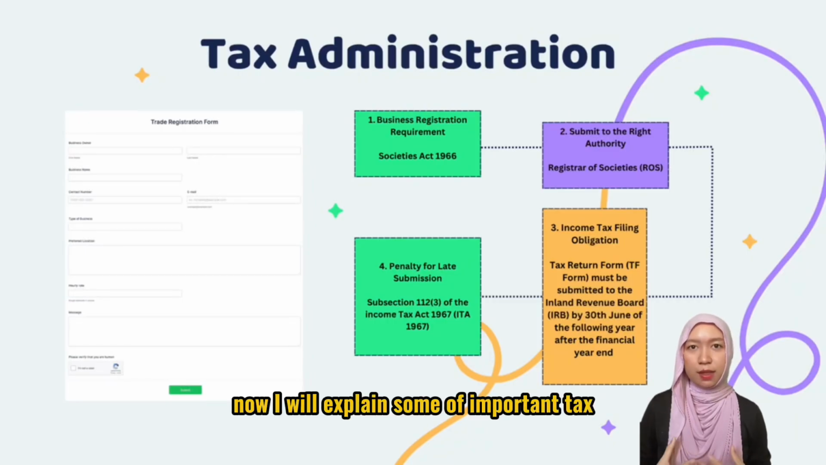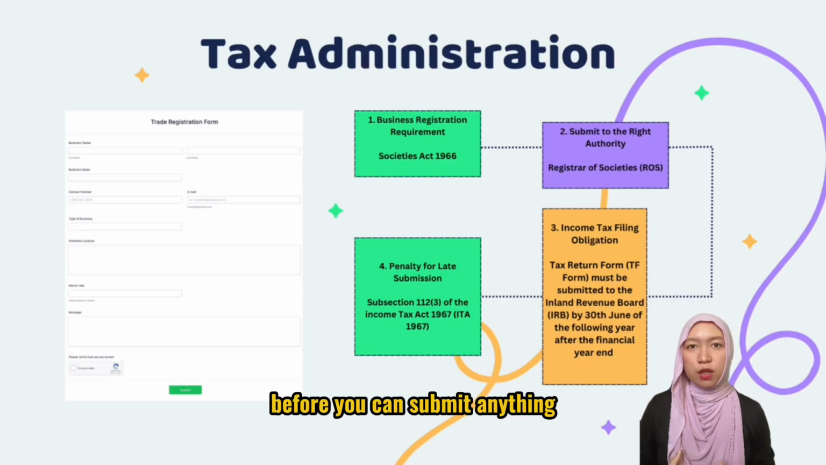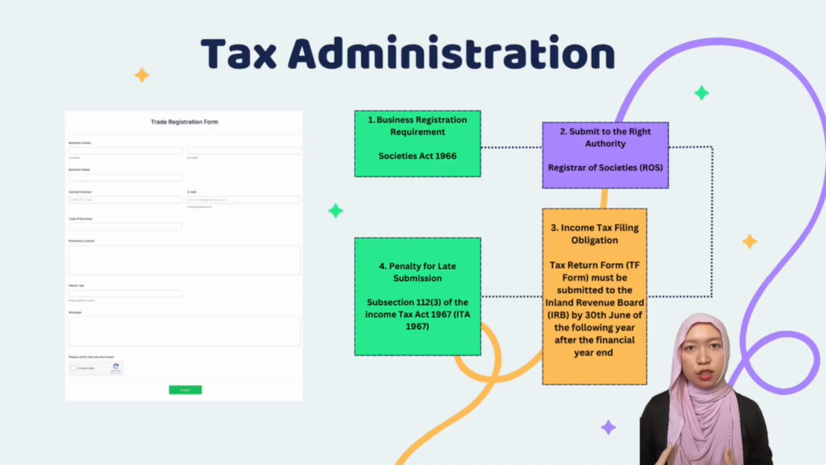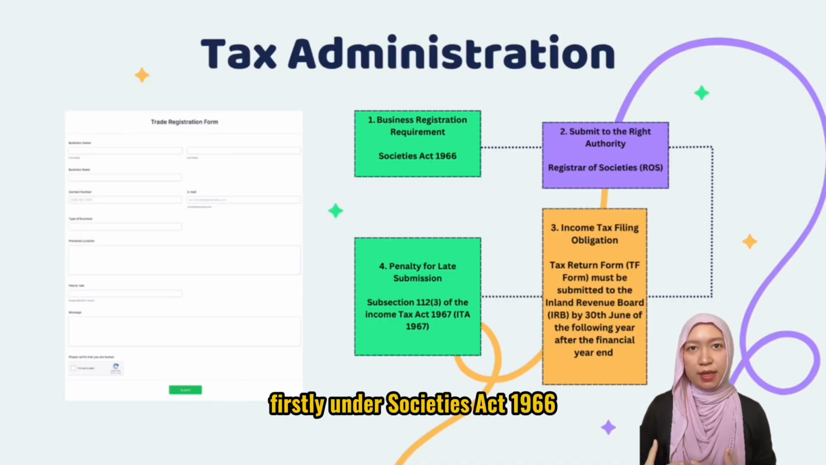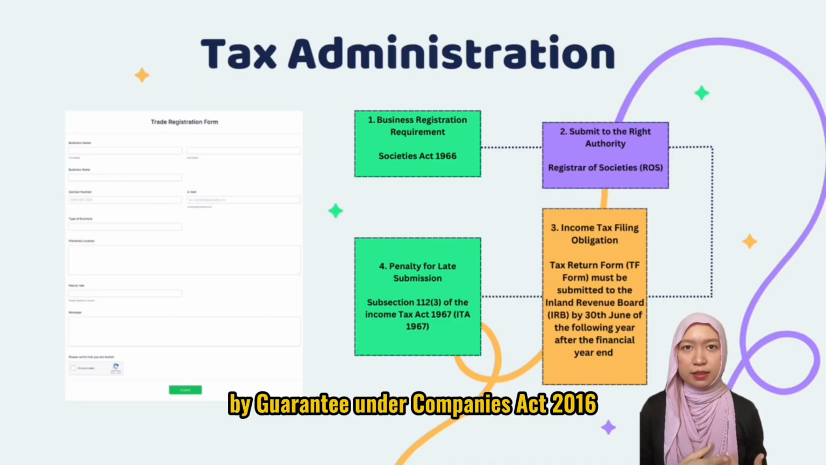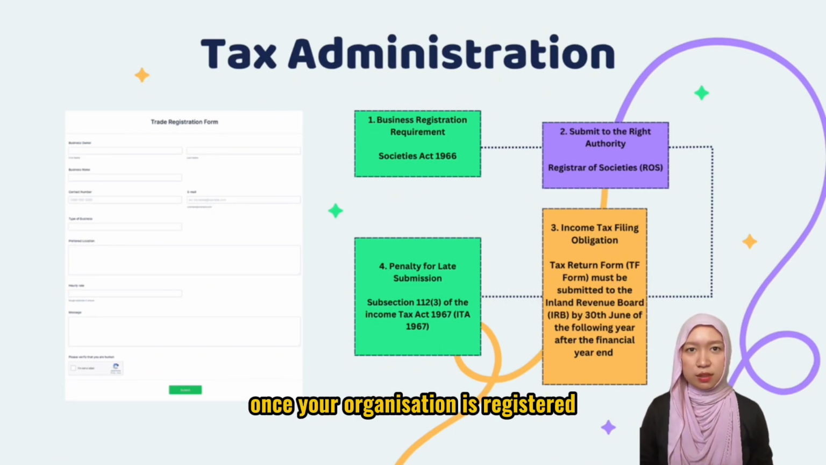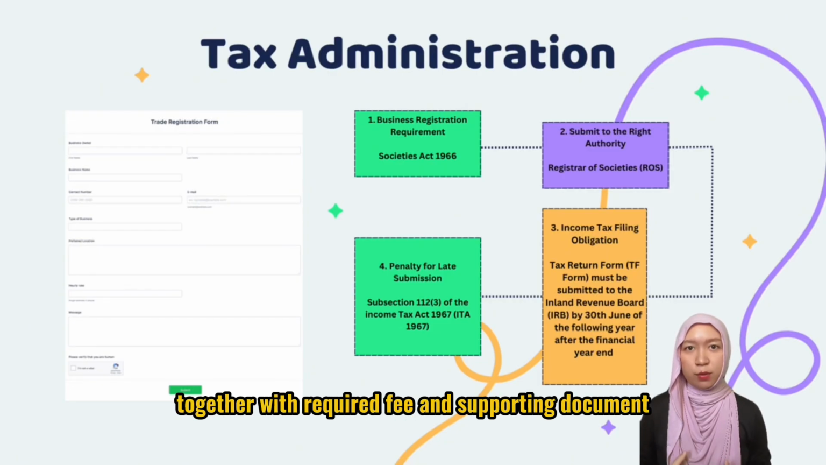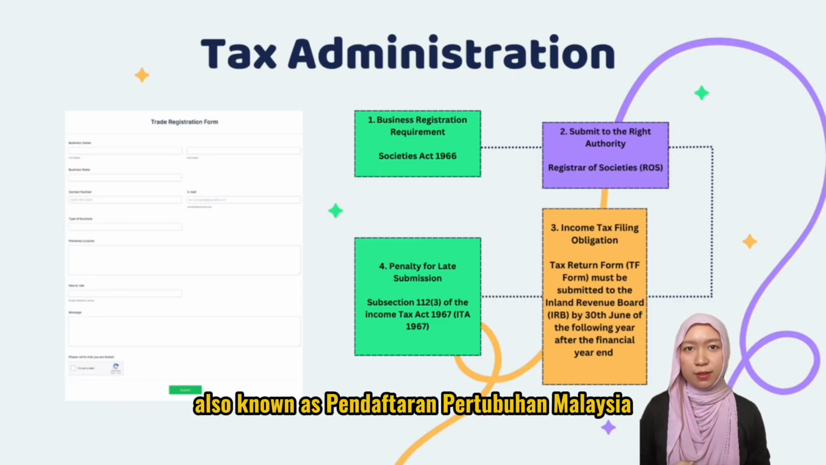Now, I will explain some important tax administration procedures that must be followed. Before you can submit anything, your trade organization must first be registered. Generally, this can be done in one of two ways. Firstly, under the Societies Act 1966, or alternatively, as a company limited by guarantee under the Companies Act 2016. Once your organization is registered, you will need to submit the registration form together with the required fee and supporting documents to the Registrar of Societies, also known as Pendaftar Pertubuhan Malaysia.